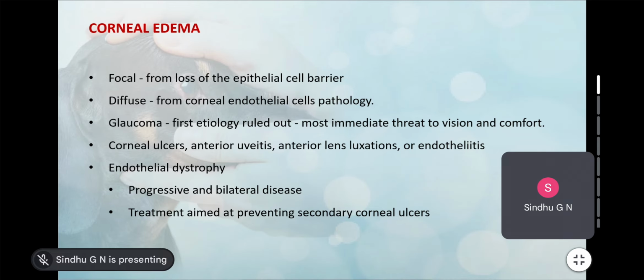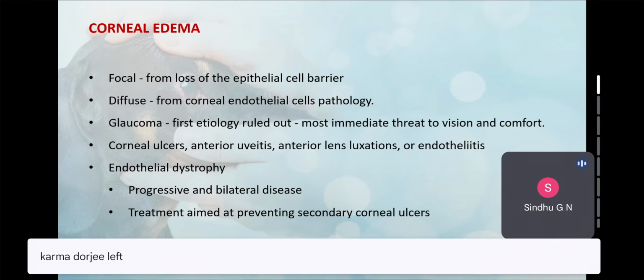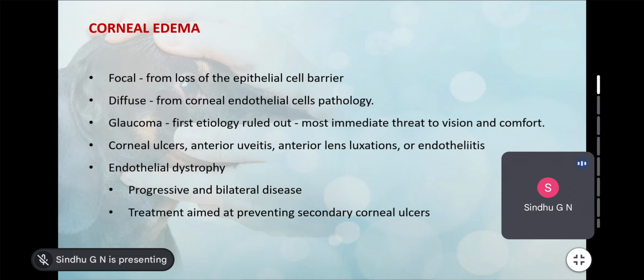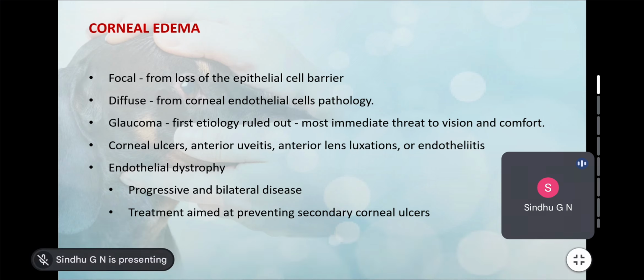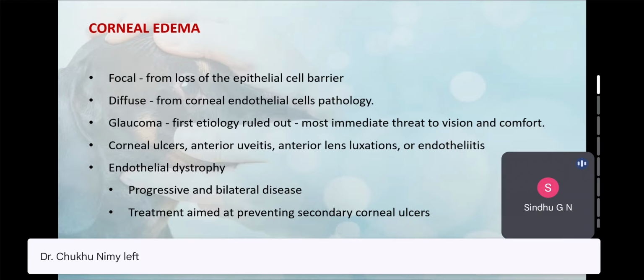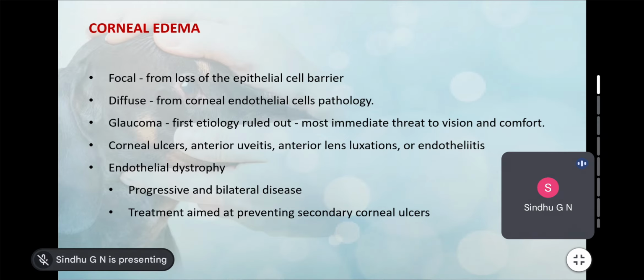So endothelial dystrophy is a progressive bilateral disease resulting in the dystrophy of endothelial cells, causing abnormal water inflow into the corneal stroma, causing diffuse corneal edema. And the treatment is aimed at preventing secondary corneal ulcers. Because of the water inflow, small bullae will form in the cornea. Then these bullae will rupture and will form corneal ulcers. So we have to prevent that.